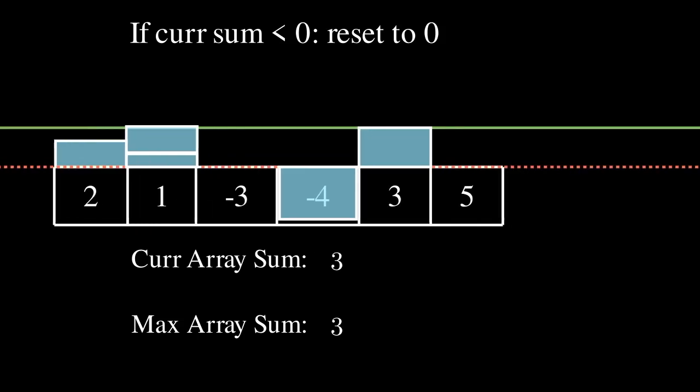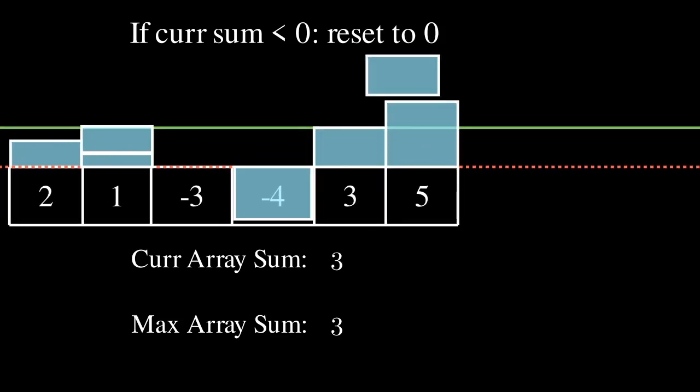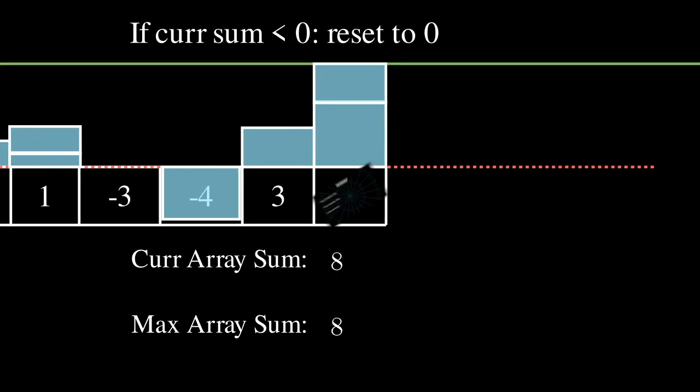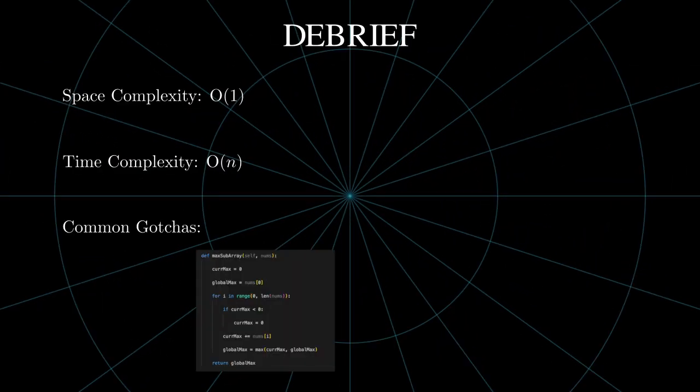Eventually, we reach the end and have our overall max sum because we've been storing it in a max variable this whole time. That's how you solve maximum subarray efficiently. Space complexity is constant, time complexity is O of n, and the common gotchas for this problem are the following.